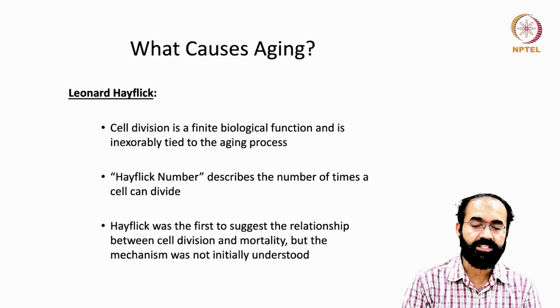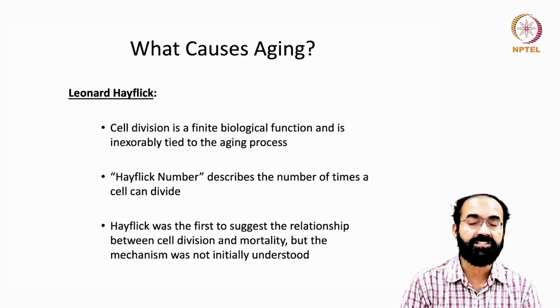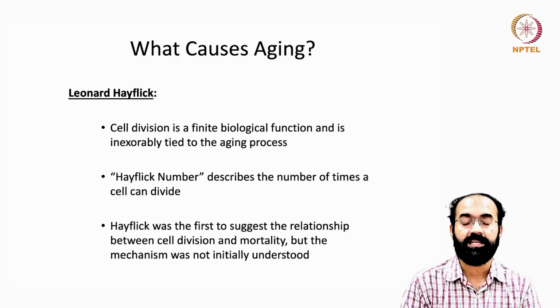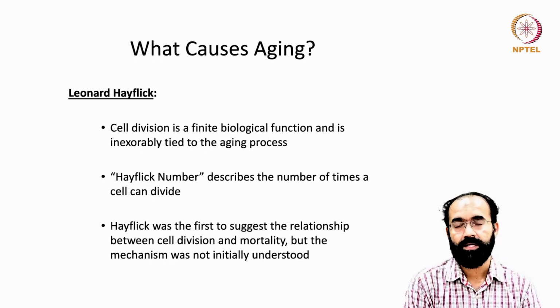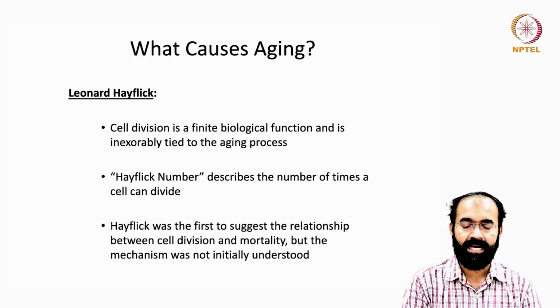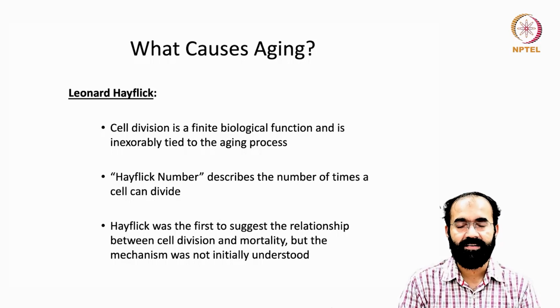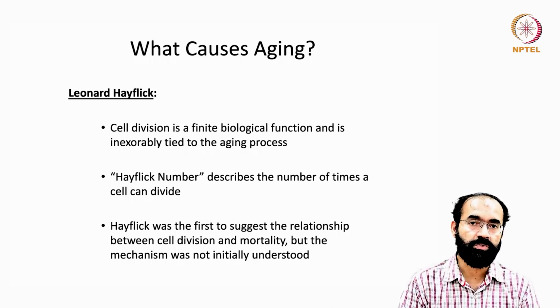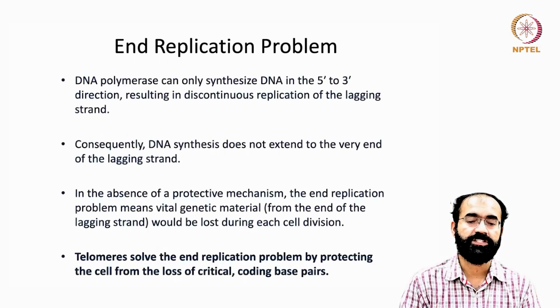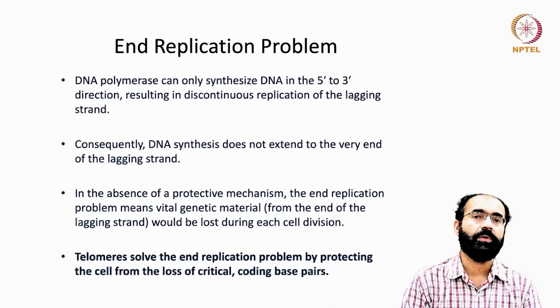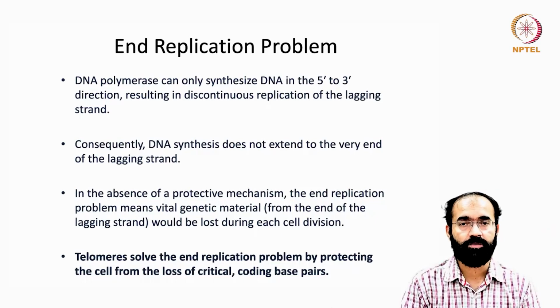Hayflick was the first scientist to suggest the relationship between cell division and mortality, but the mechanism was not initially understood. He was of the opinion that the more the cell divides, the closer it is getting to death. This was the viewpoint which he was projecting. Later on, people ended up finding out the end replication problem, etc. Let us quickly go into the end replication problem.